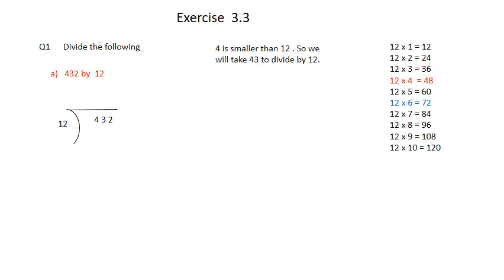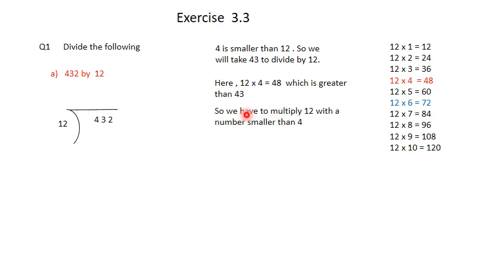So 12 3s are 36. See here, 4 is smaller than 12. So we will take 43 to divide by 12. Now 12 4s are 48, which is greater than 43. So we have to multiply 12 with a number smaller than 4, which is 3. So we use 12 3s are 36.